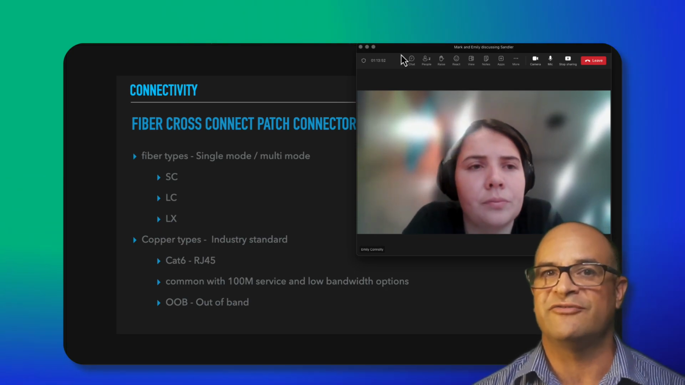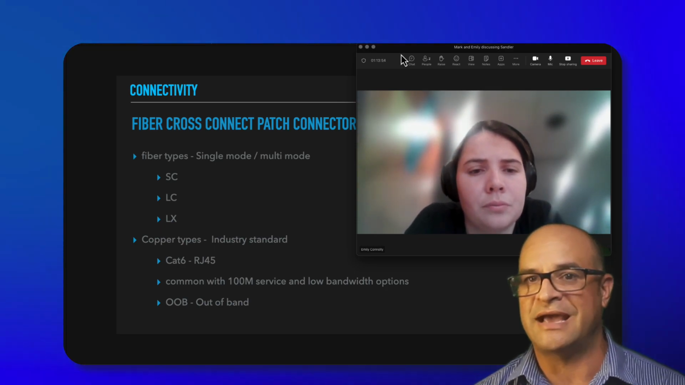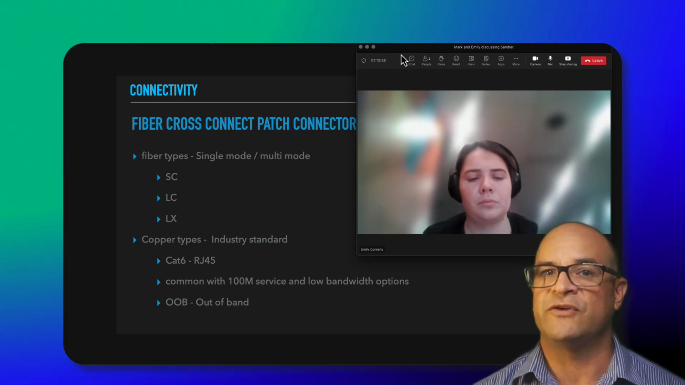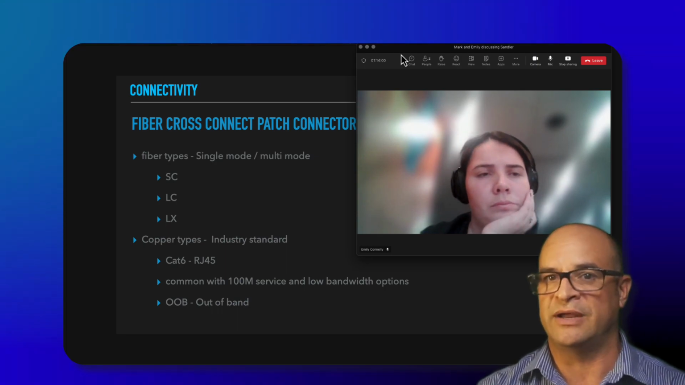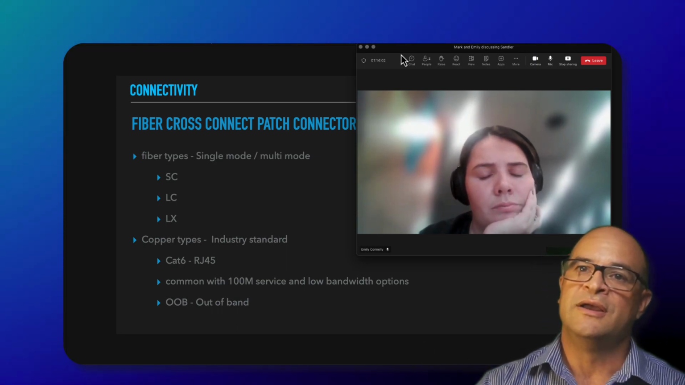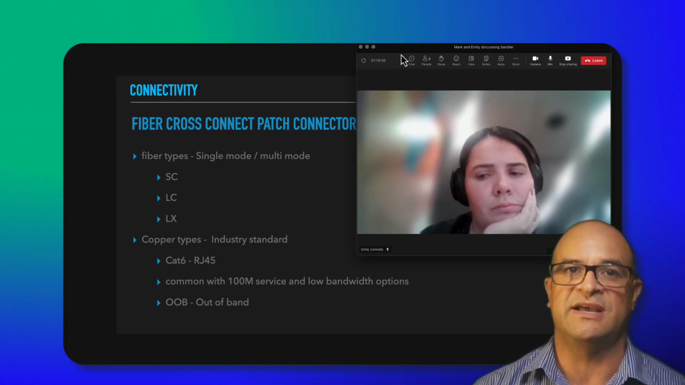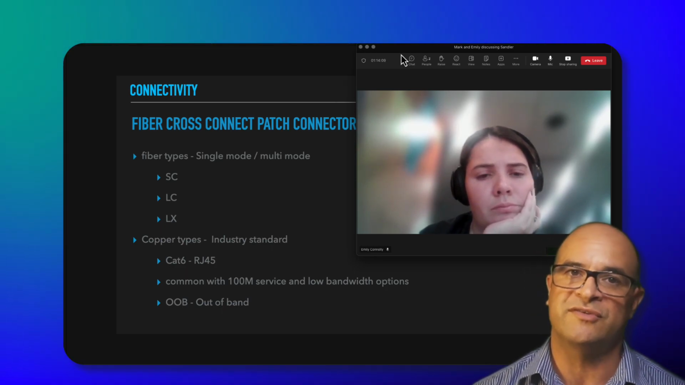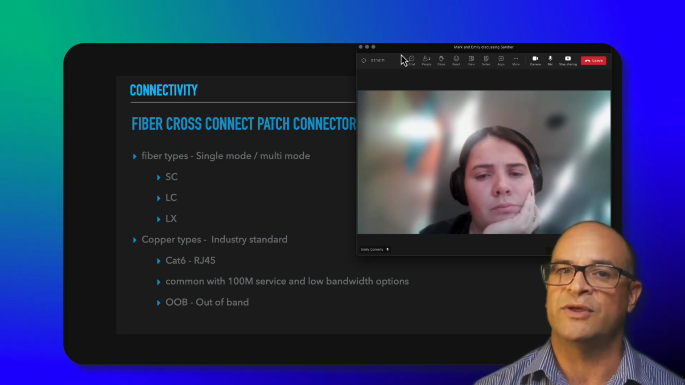Copper types, you're going to find Cat 6, Cat 6E. They're going to different standards now, but normally if you're going above 100 megabits, everybody's utilizing fiber because of the simplicity of deploying it as well. You also get copper basically for serial connections and lower bandwidth out-of-band management.